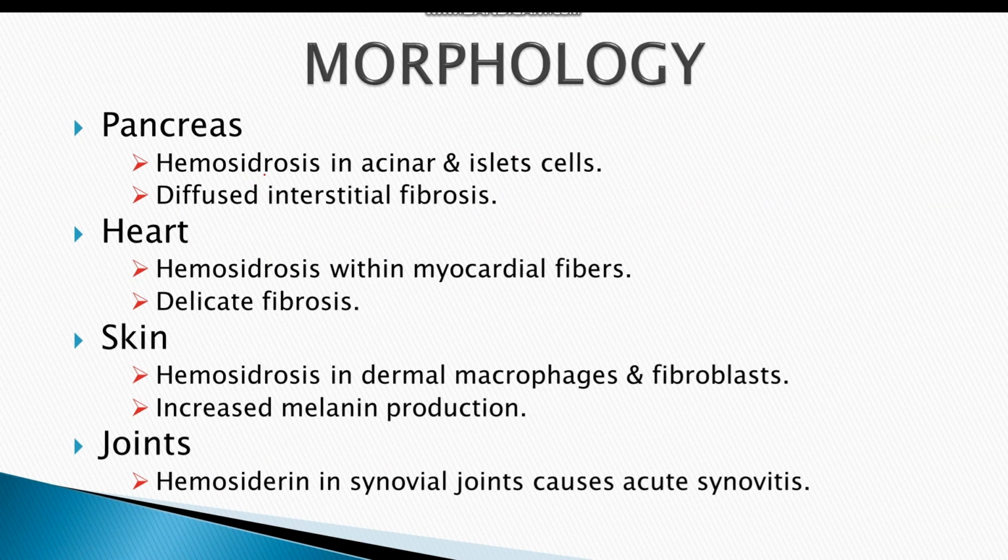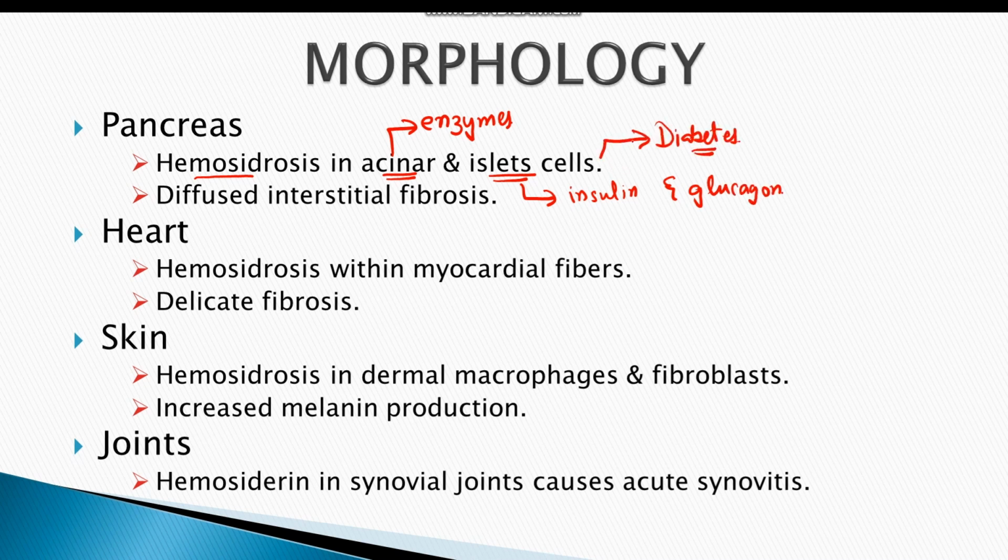Iron is deposited in certain other organs. The pancreas contains hemosiderin deposits in the acinar and islet cells. The acinar cells secrete the digestive enzymes, and the islets of Langerhans secrete insulin and glucagon. The damage to the islets of Langerhans results in diabetes mellitus. Moreover, the pancreatic tissue also reveals diffuse interstitial fibrosis. Diffuse means present throughout the tissue.